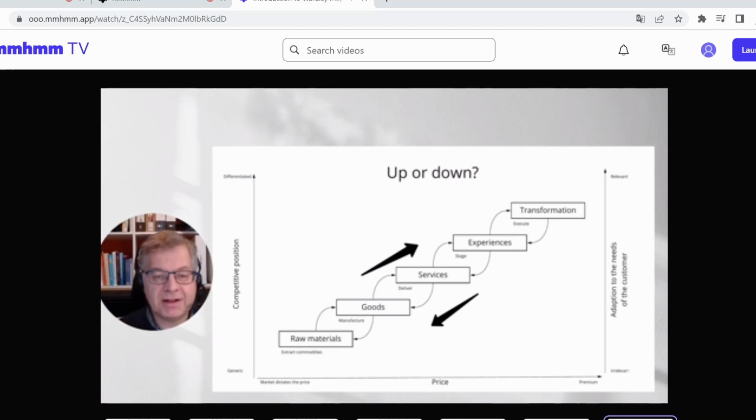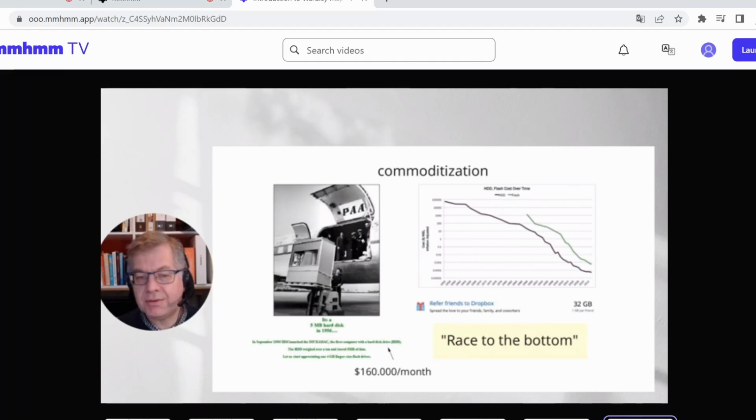There is movement up in this value chain, but also down. If a company stands still, their offering will be less competitive and they will need to cut costs to compete on price. What used to be rare and expensive is becoming commonplace and cheap. So this 5 megabyte hard drive that you see on the left in the picture used to be rented out by IBM to the US Department of Defense for today's equivalent of $160,000 per month. Now you get 6,000 times that for free when you invite a friend to Dropbox.